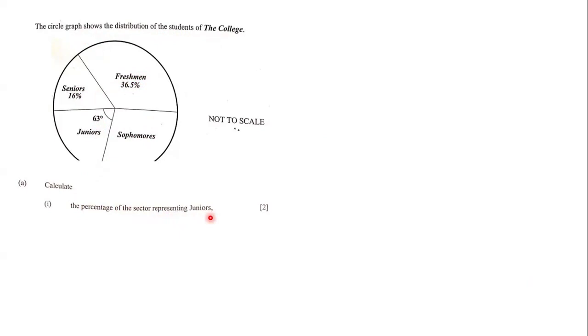Now, what do we know about juniors? We know that the degrees for juniors is 63 degrees. We're going to take 63 degrees and put that over 360, because we know that angles around a point add up to 360 degrees. One revolution is 360 degrees, and angles in a circle add up to 360 degrees.